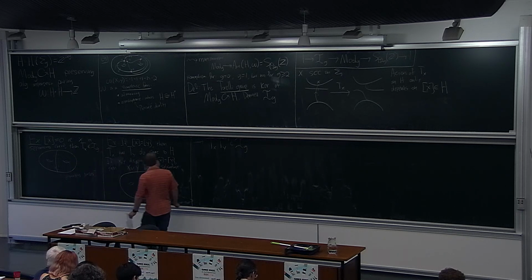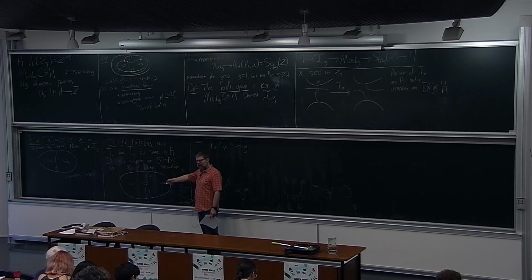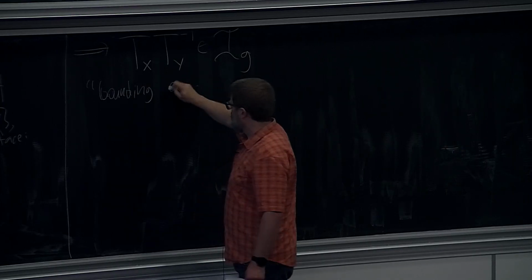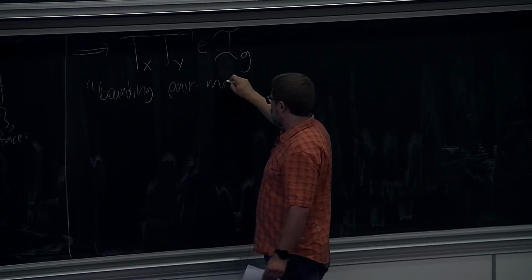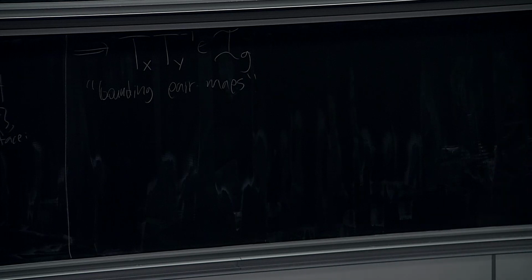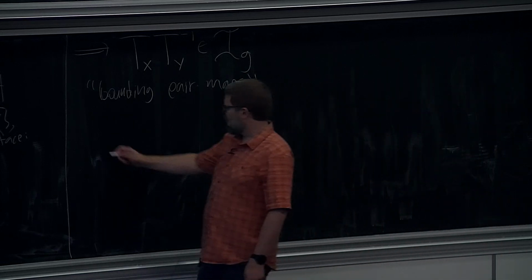And these, because it's a pair of things that bound a subsurface, are called bounding pair maps. Okay, so those are the basic elements of the Torelli group, in the same way that the Dehn twist is the basic element of the mapping class group. And one reason for that is that we have the following theorem.